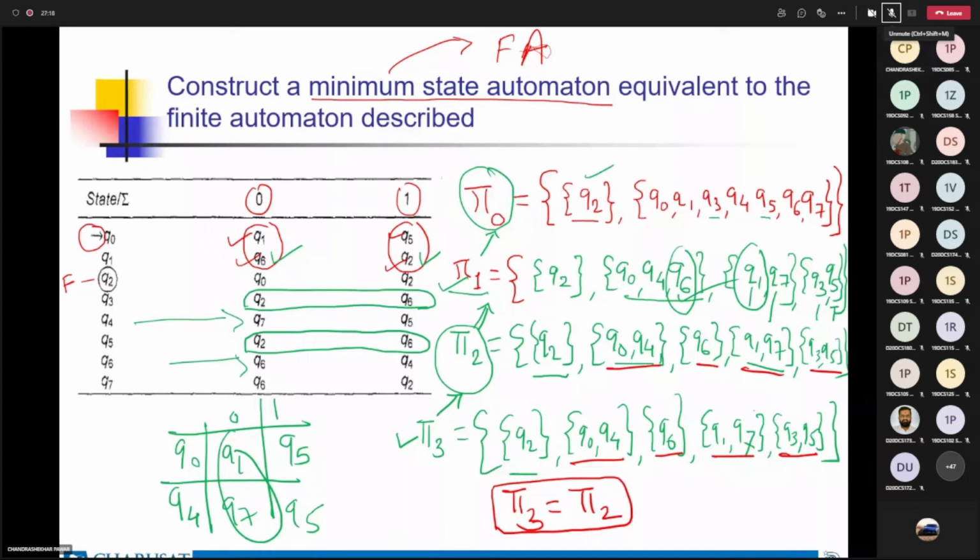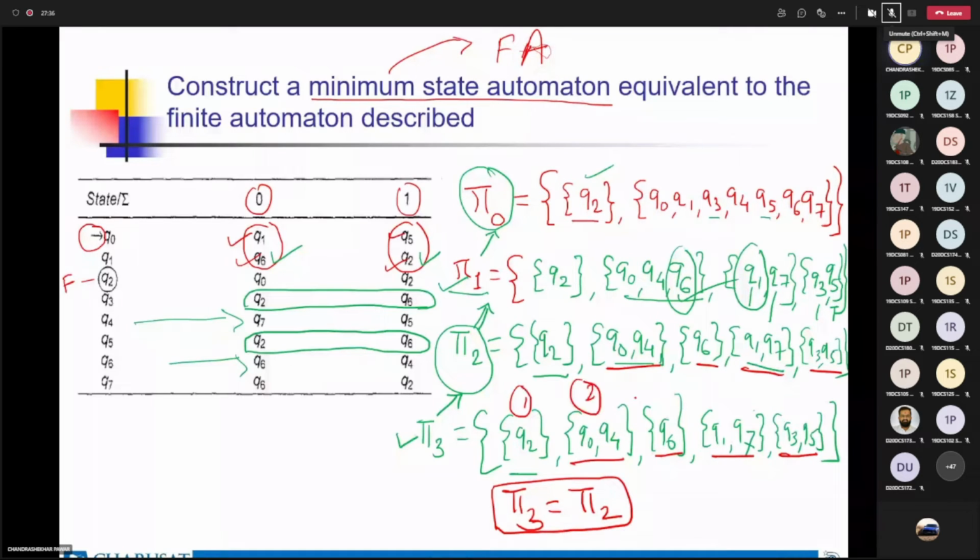Okay, and when we stop here, we have to observe the number of sets, how many sets we have prepared. So how many sets have we prepared here? 1, 2, 3, 4, 5. So these 5 sets are nothing but the 5 states, and obviously these are fewer than 7. So in this way we are able to minimize our finite automata.